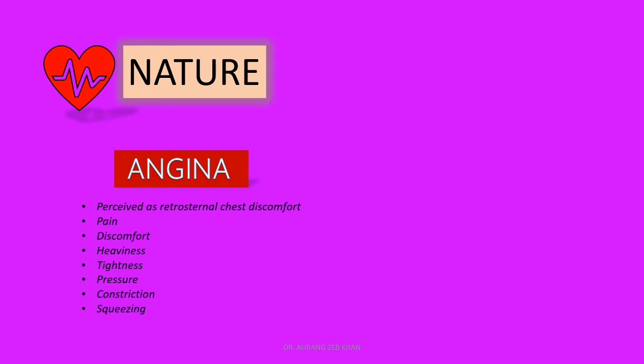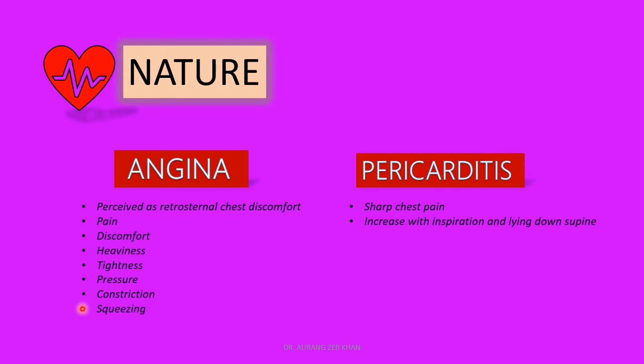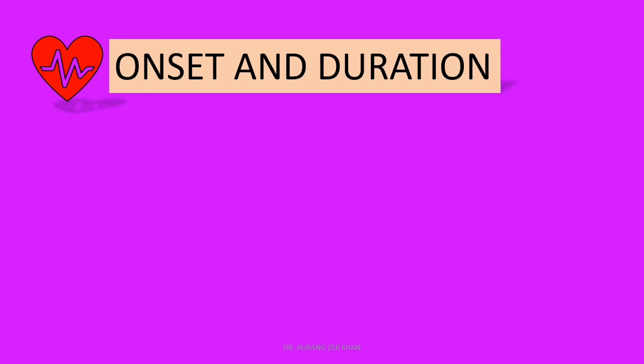When we talk about the nature of the chest pain, these are the features associated with angina. Anginal chest pain is perceived as retrosternal chest discomfort or pain, heaviness, tightness, pressure, constriction, and squeezing. On the other hand, if a patient has pericarditis, they may perceive sharp chest pain that increases with inspiration and lying down supine. The second characteristic of chest pain is the onset and duration.